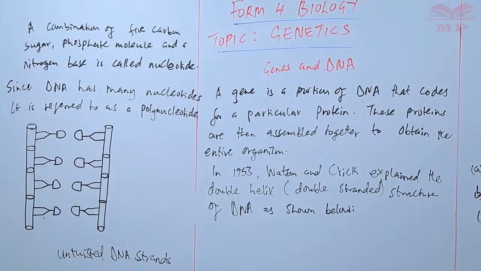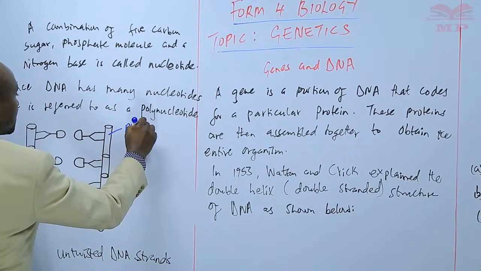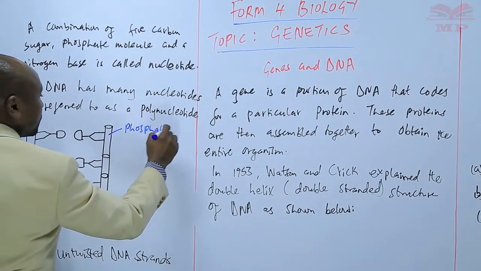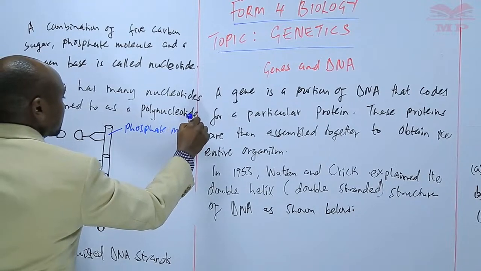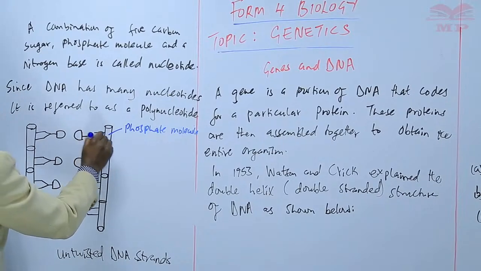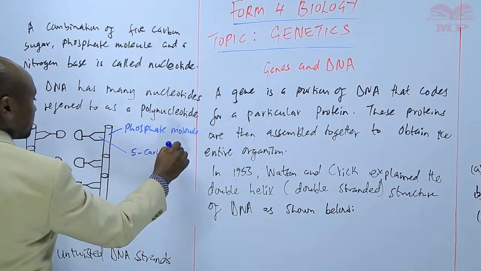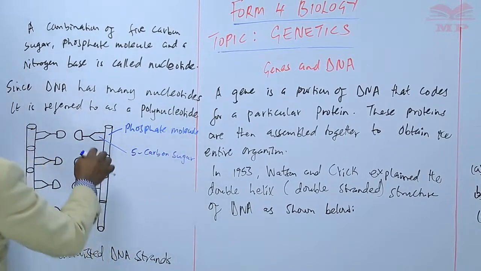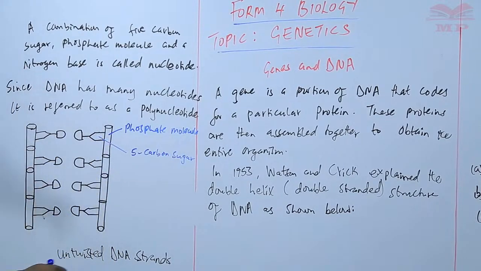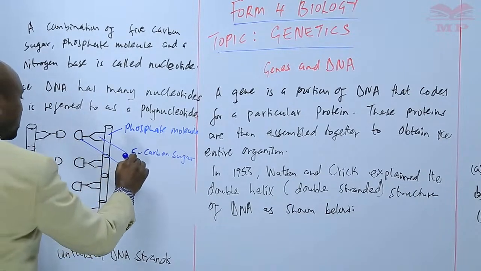So we have the components of the DNA on every strand. At this point, between this point and this point, we have the phosphate molecule. That is from this point to that. Then we have the 5-carbon sugar, so 1, 2, 3, 4, 5 corners. Then inside here, we have the nitrogen base.